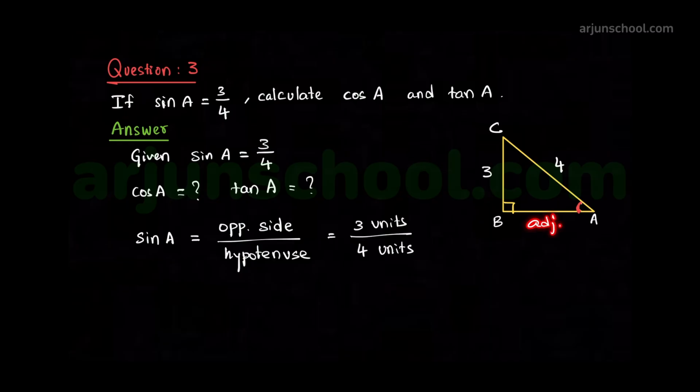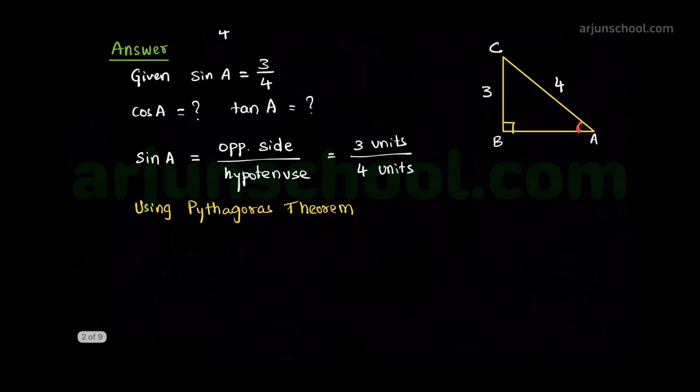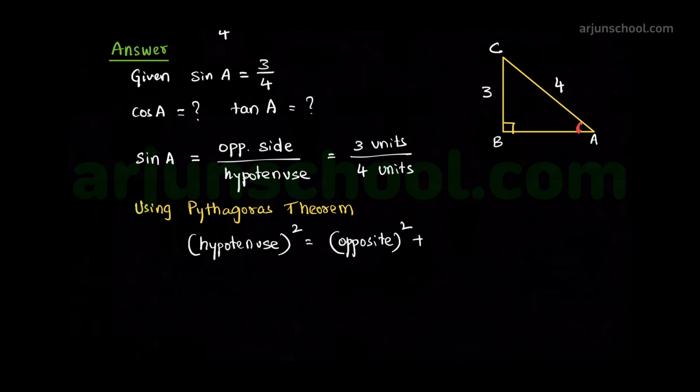Now let us find the adjacent side using Pythagoras theorem. Hypotenuse square is equal to the sum of the squares of the other two sides. Hypotenuse square is equal to, let us say the other two sides be opposite side and adjacent side, therefore opposite side square plus adjacent side square.